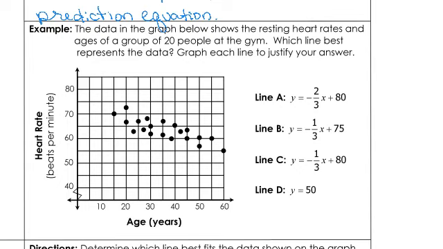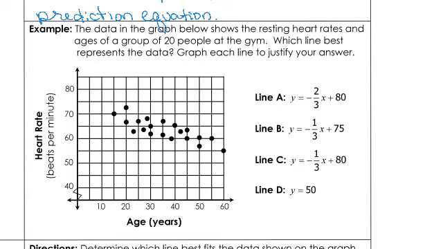Is that true? No, I guess it's slower. I guess as you get older, your heart rate gets slower. That would make sense. A young person, their heart would beat faster. So then, which line best represents the data? Graph each line just to justify your answer. So we can say this is a strong negative correlation.